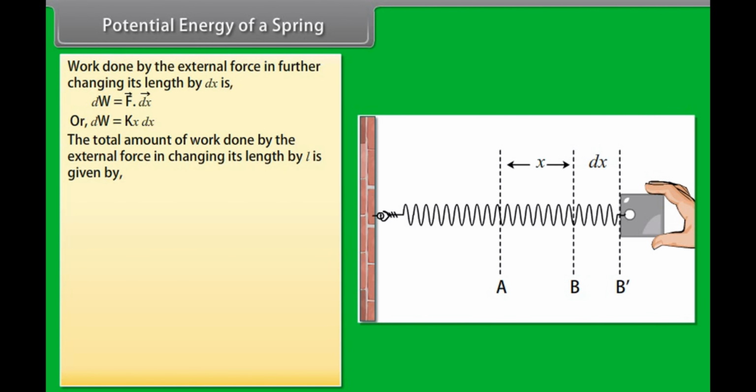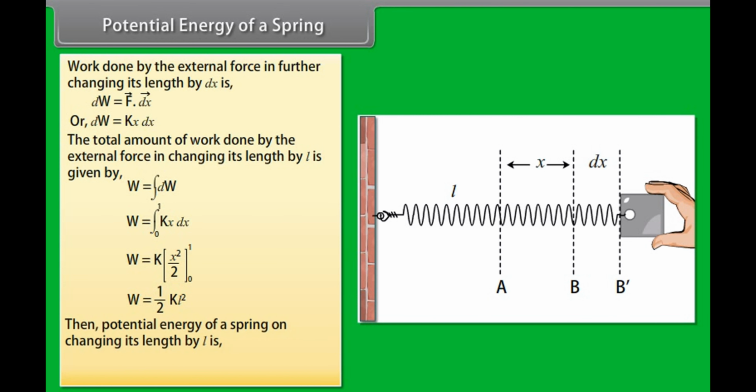Now, the total amount of work done by the external force in changing its length by L is given by W is equal to the integration of dW. By calculating it, we get W is equal to 1 upon 2 kL square. Then, potential energy of a spring on changing its length by L is potential energy is equal to W. Potential energy is equal to half kL square.